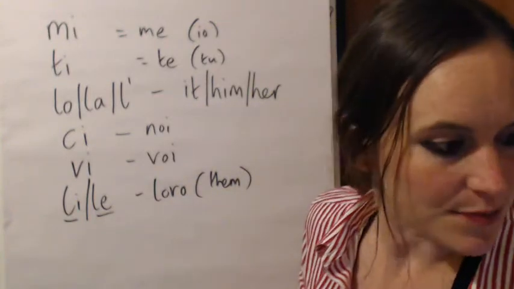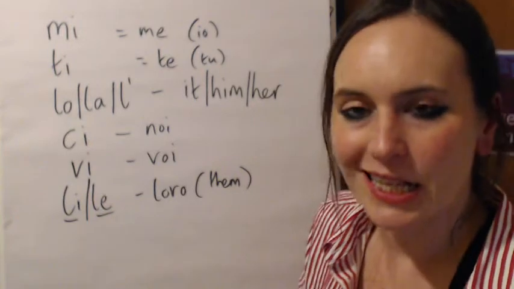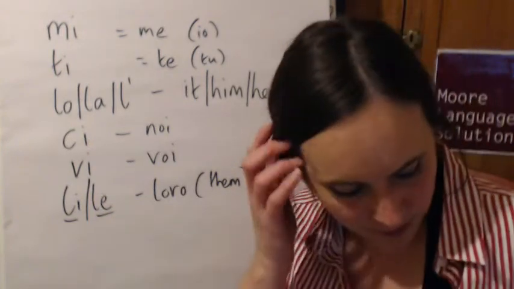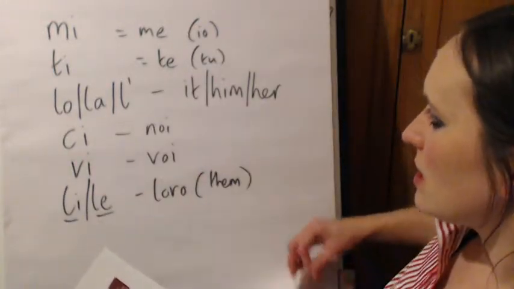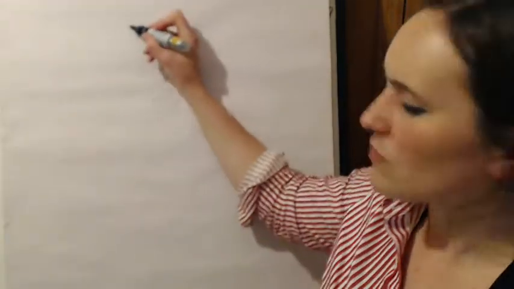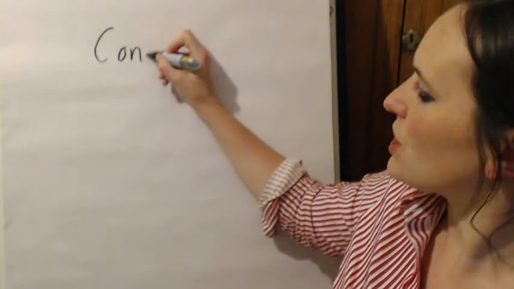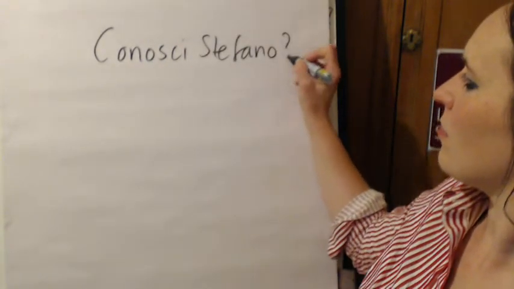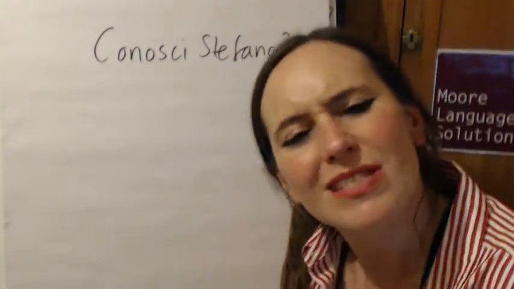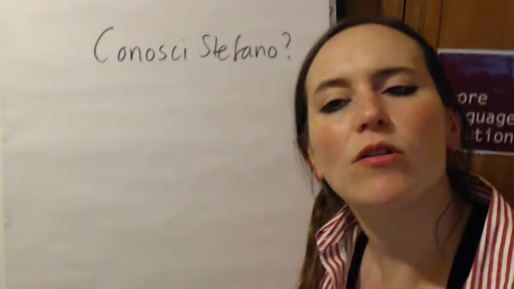So with this in mind, now that I've rambled on a bit, let's look at some examples, which are actually on this sheet. Let's see if I've got a spare page. Oui was French, I meant sì. Andiamo. Proviamo un esercizio. So, if I were to write down, conosci Stefano? Do you know Stephen?